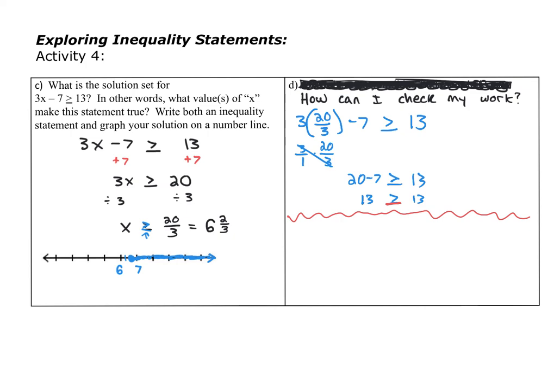So let's check another solution in our set. So 7 would be true, and 8 should be true, and 9 should be true, and 10 should be true. Let's try 10. Why not? 10 should be a part of our solution. So again, go back to my original inequality and replace x with 10. So I'm going to say 3 times 10 minus 7 needs to be greater than or equal to 13. 30 minus 7 needs to be greater than or equal to 13. And indeed, 23 is greater than or equal to 13. So we are happy.